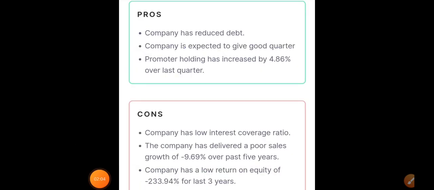Next, moving further to the major pros and cons. What are the good things and what are the negatives related to the company? You can see the company has reduced its debt, which is one very good thing. It is also expected to give a good quarter result, which is something positive. And promoters have also increased their stake. Whenever promoters decrease their stake, that is a negative thing. When promoters are increasing it, that implies they hope the company will perform better in the future. That is one expectation when promoters are increasing the stake.